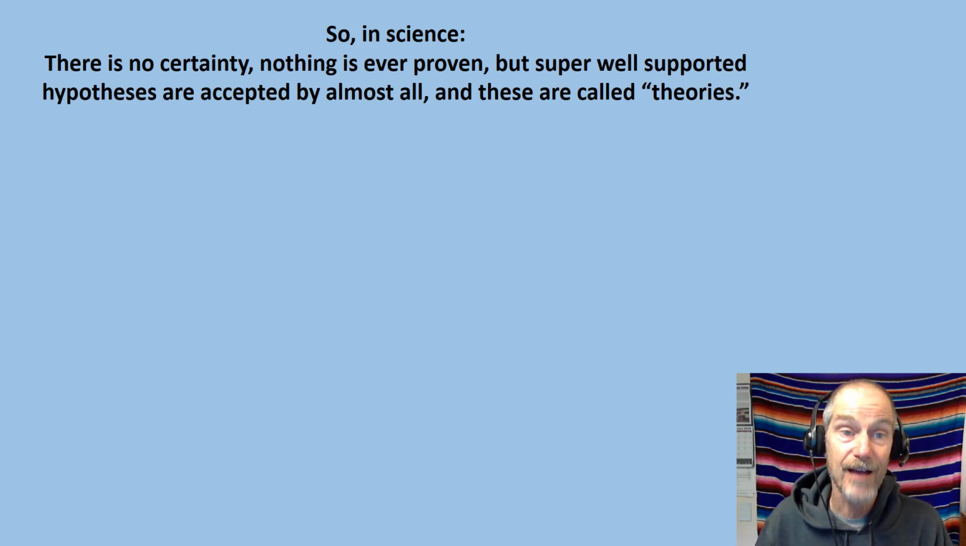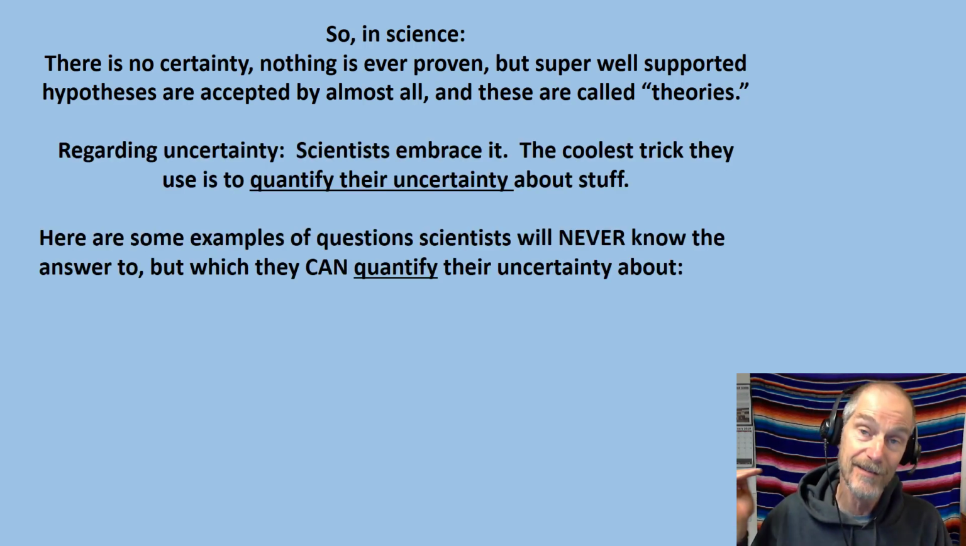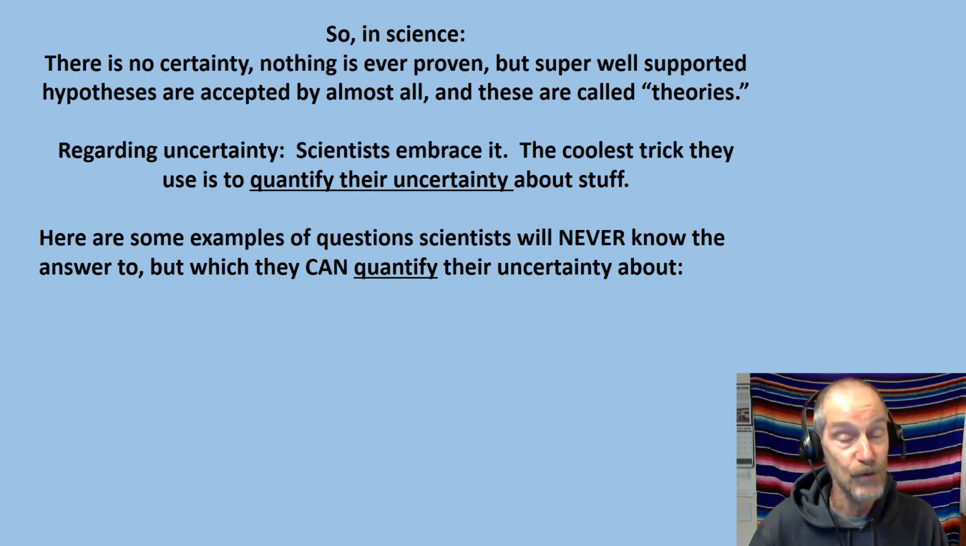So, in science, there is no certainty, nothing is ever proven, but super well supported hypotheses are accepted by almost all, and these are called theories. Okay, I hope we're on the same page now. When I say theory, I hope you know what I mean: a super well supported hypothesis. It's a good working plan to accept them as the truth. Although, since I'm a critical thinker, they could all be turned over with new evidence. I'm open minded to that.